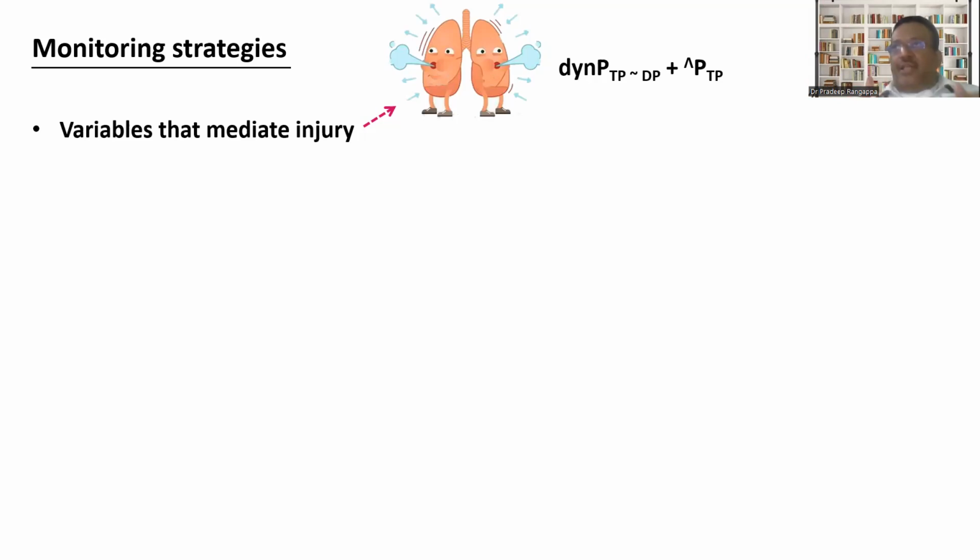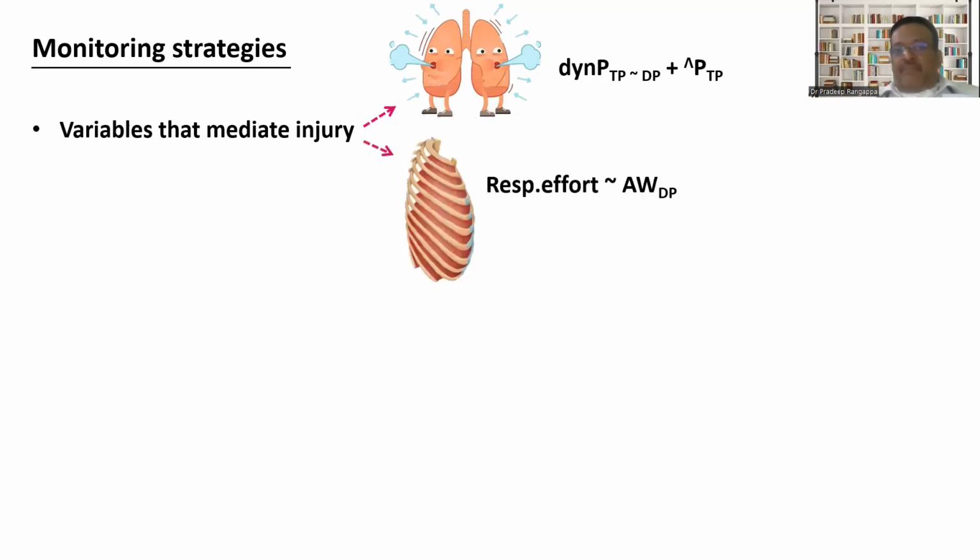As we say, initially we understood the concept of only the plateau pressure. Then we understood the concept of driving pressure, which is plateau pressure minus PEEP. So is the case in transpulmonary pressure. Now we are splitting the transpulmonary pressure into dynamic transpulmonary driving pressure and peak transpulmonary pressure.